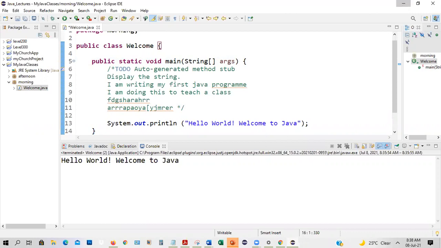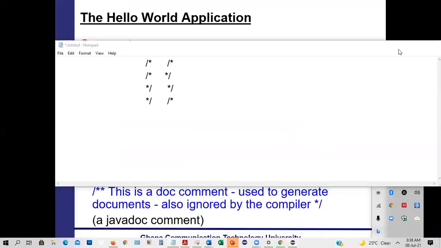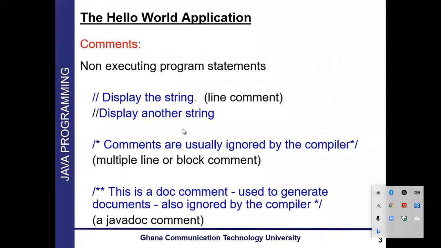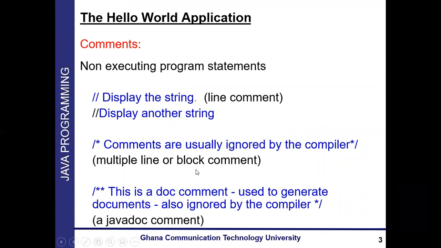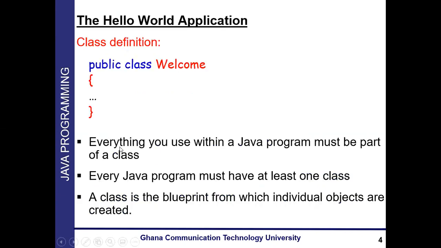So that is commenting in Java. We can have multiple lines, or we can have a single line comment. We don't need to worry about the doc comment because that's used to print what we call Java doc documents. So I'll do it that way, but we are not going to worry about that. We can have what we call a multiple line or block comment. You can comment the entire block.